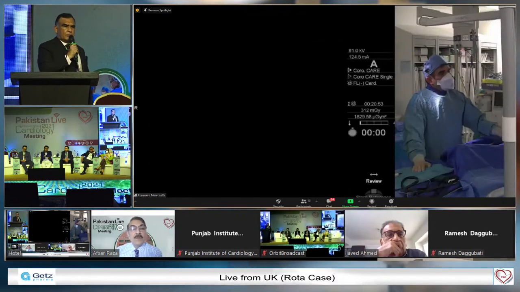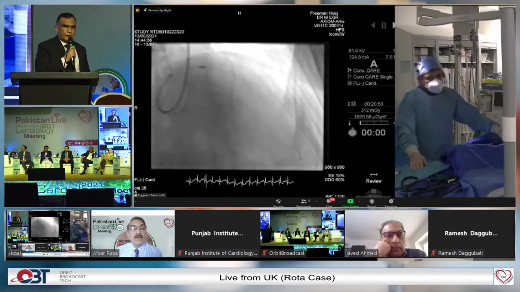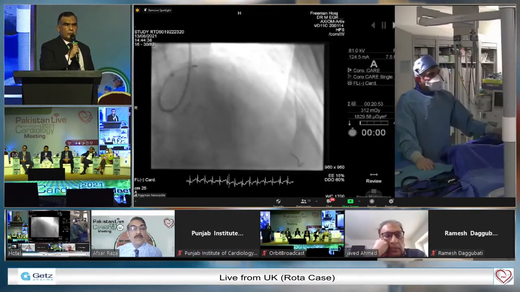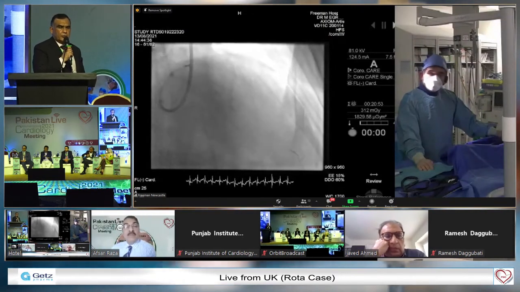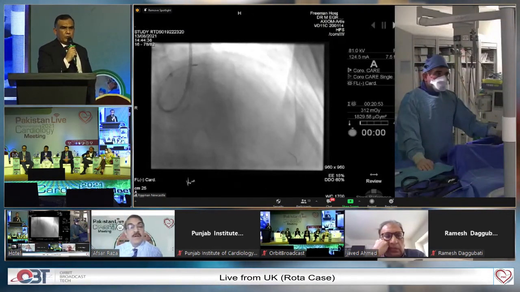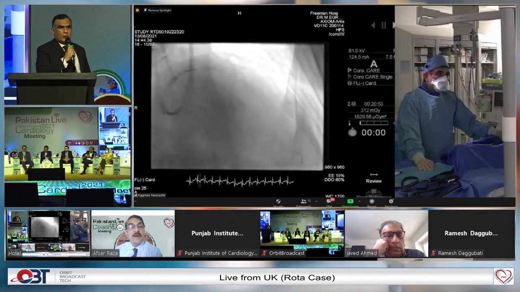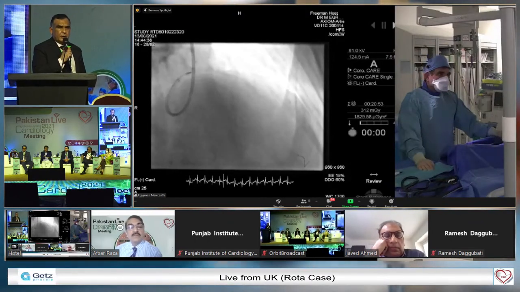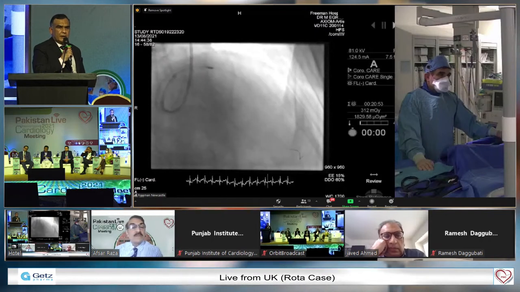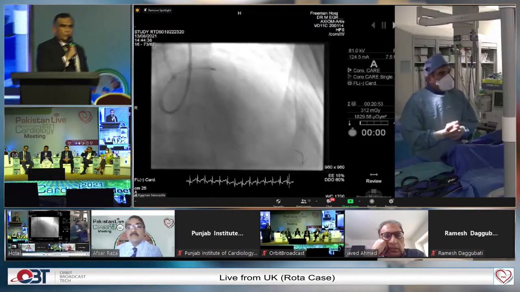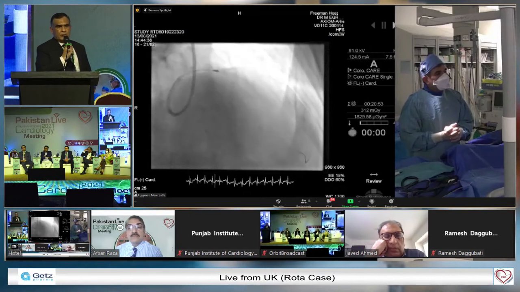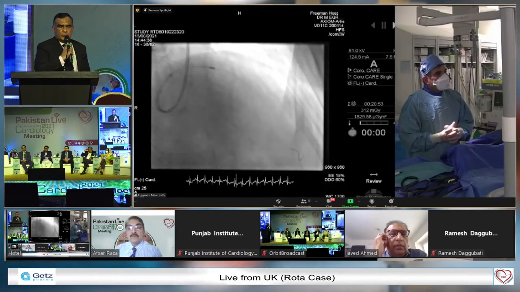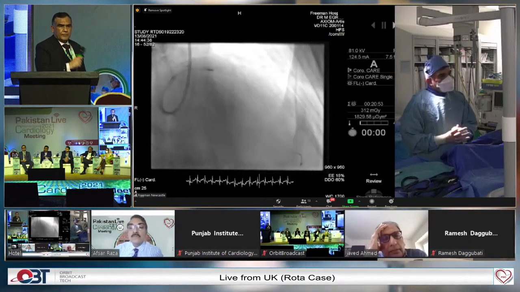A provocative scenario and a question. What if it's a large diagonal that you needed to protect? Although I know the rota favors non-occlusion of side branches, what would be your strategy if it was a very large diagonal, and how do you protect those, or do you just rota, or do you use some other technique to protect the diagonals, because you obviously do not wire?